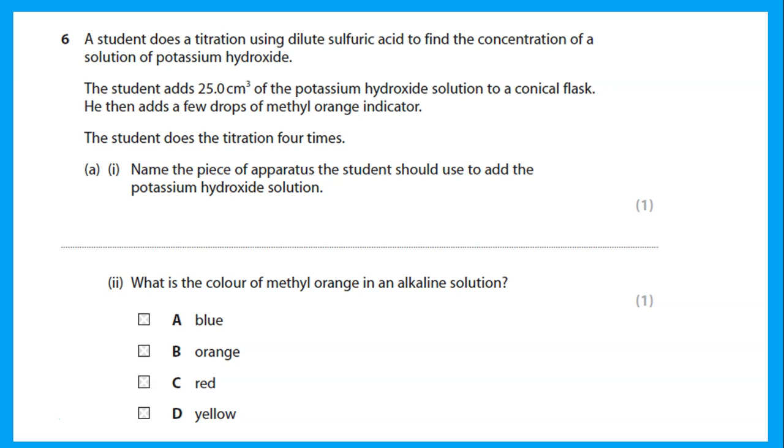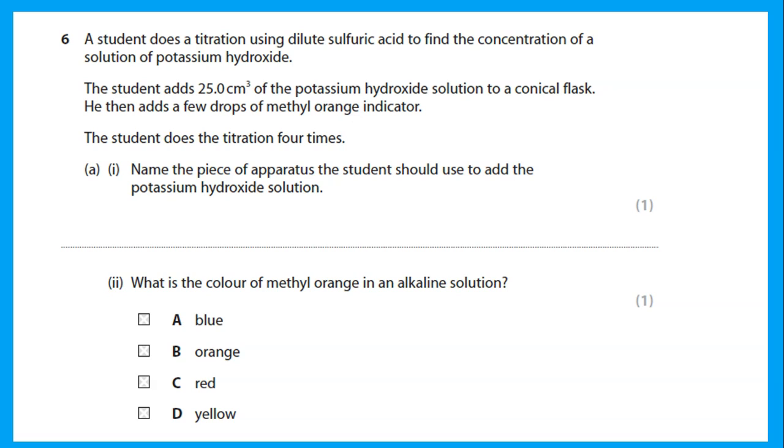Question 6 says a student does a titration using dilute sulfuric acid to find the concentration of a solution of potassium hydroxide. The student adds 25 centimeter cubed of potassium hydroxide solution to a conical flask. He then adds a few drops of methyl orange. Of course, the student is doing a titration. Name the piece of apparatus the student should use to add the potassium hydroxide solution.